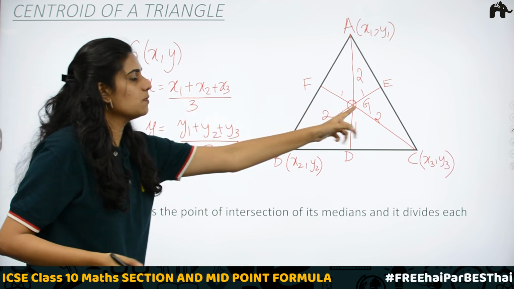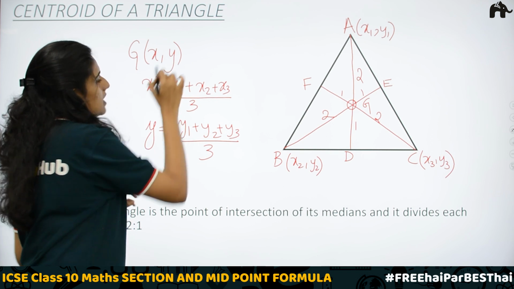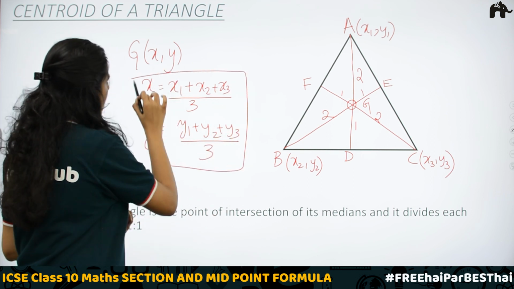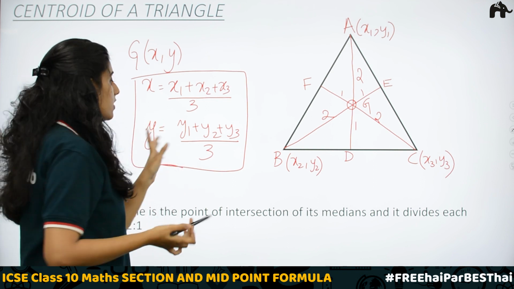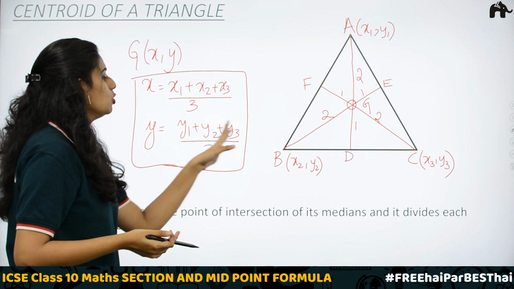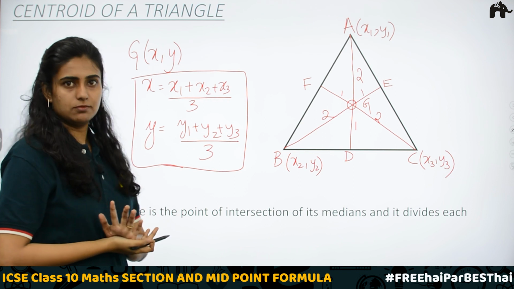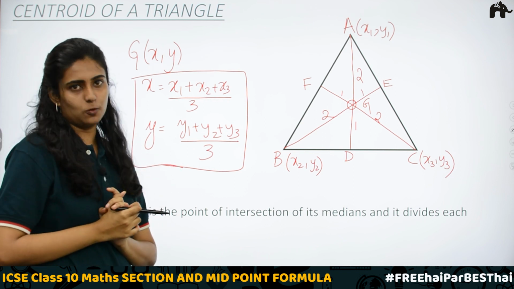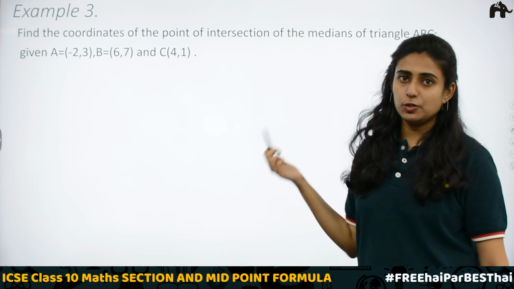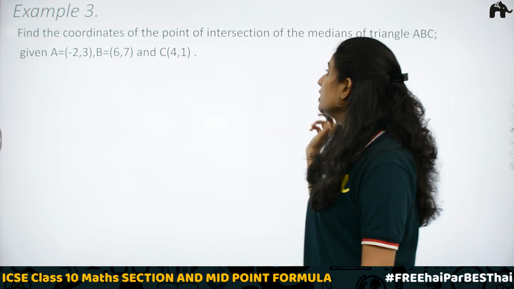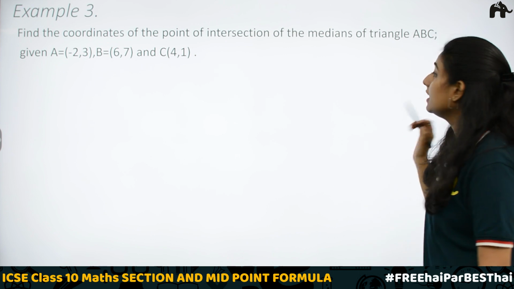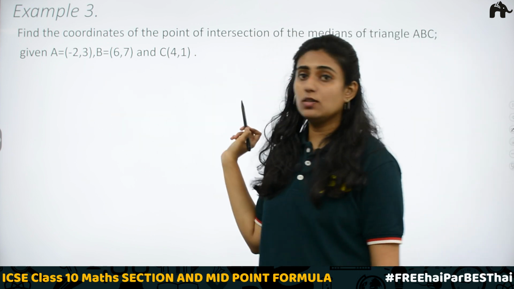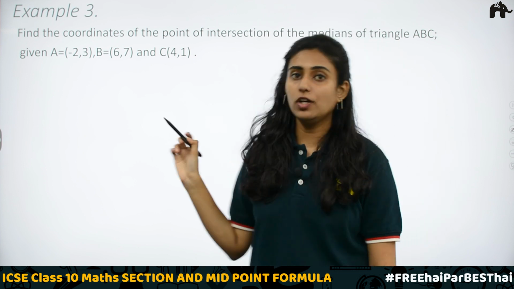Here, the centroid is point G of coordinates x, y. X is equal to x1 plus x2 plus x3 divided by 3 and the y coordinate is equal to y1 plus y2 plus y3 divided by 3. Very simple, right? Now, when you solve problems, you will understand this more. Let us take an example related to centroid. Find the coordinates of the point of intersection of the medians of triangle ABC given A is equal to -2, 3, B is equal to 6, 7 and C is equal to 4, 1.